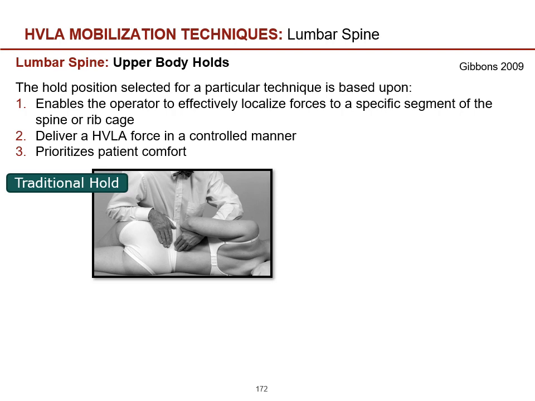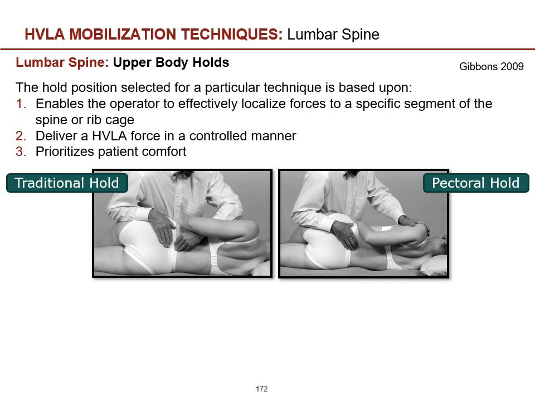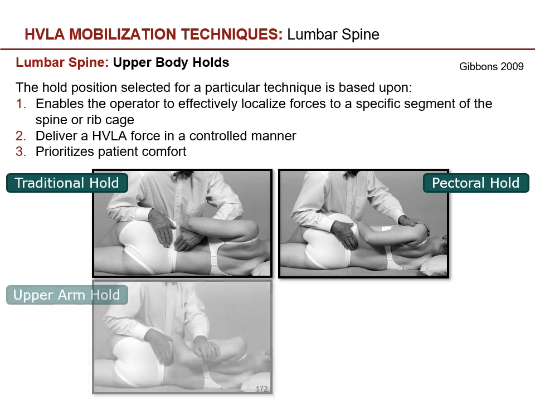So here's the traditional hold, where essentially you can see the left forearm of the operator is gently resting on the lateral axillary border of the patient. Here is the pectoral hold, where the heel of the palm is located over the distal aspect of the pec.